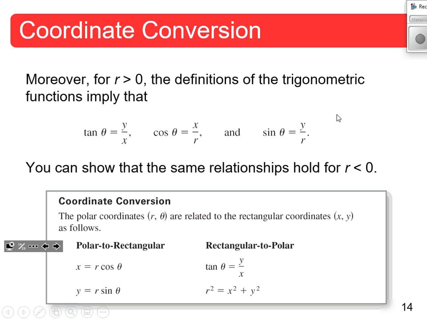If we're going from rectangular to polar, tangent theta is equal to y over x. And r is equal to the square root of x squared plus y squared. Really, it's the Pythagorean theorem, because r is going to be our hypotenuse of a triangle. So we can say r squared is equal to x squared plus y squared, or really r is equal to the square root of x squared plus y squared.